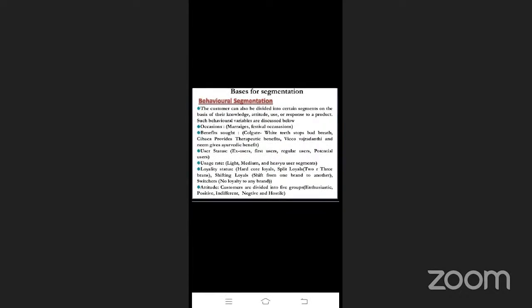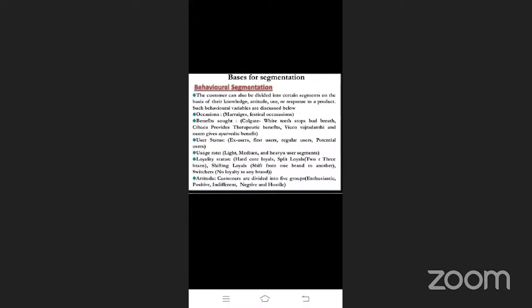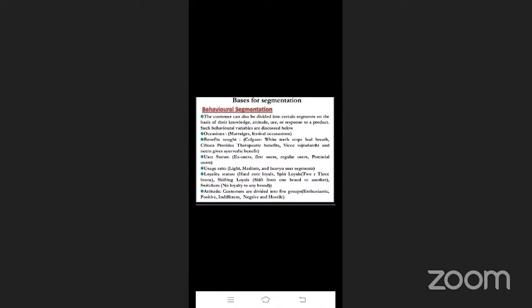So the customers can also be divided into certain segments on the basis of their knowledge, attitude, views, or response to a product. Such behavior variables are discussed. So the occasions: marriage, festive occasions. When do we buy? In marriages we buy more gold; in festivals we buy good clothes and do more shopping. Then Colgate: white teeth, stops bad breath. Sibaka provides therapeutic benefits. Vico, Vajradanti, and Neem give Ayurvedic benefits. So whatever people prefer, they will buy.